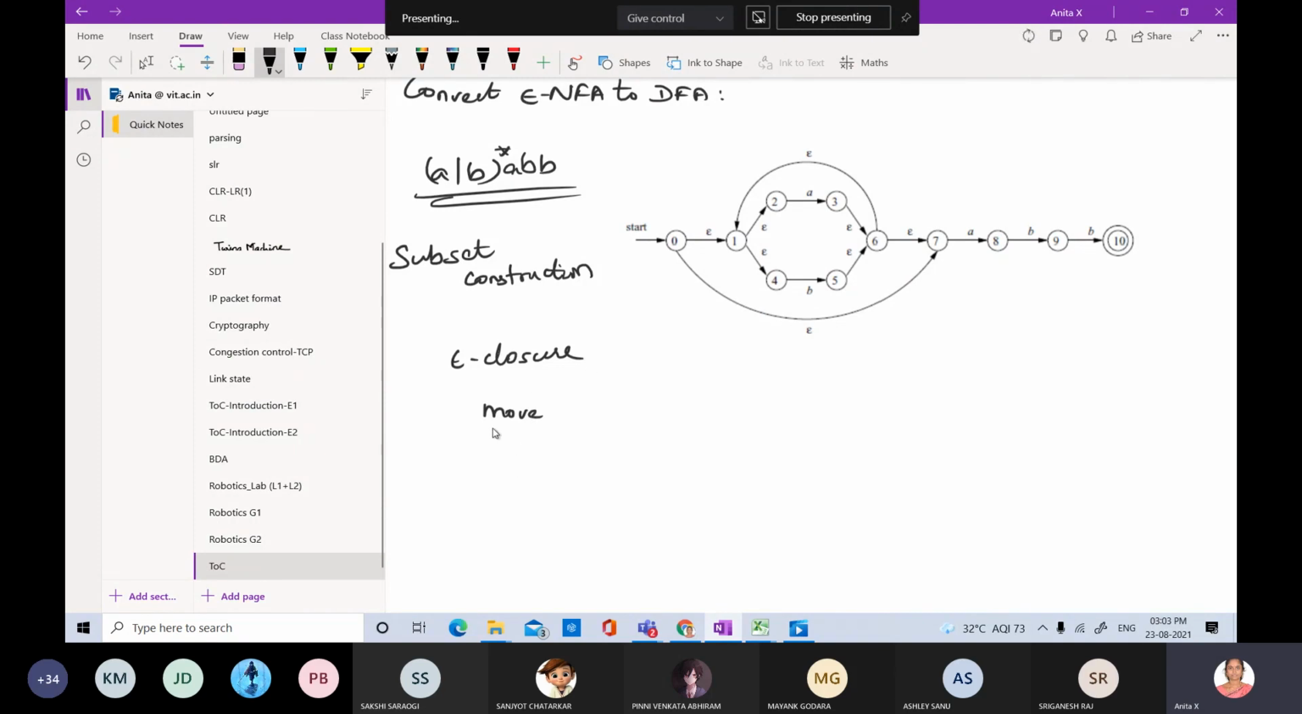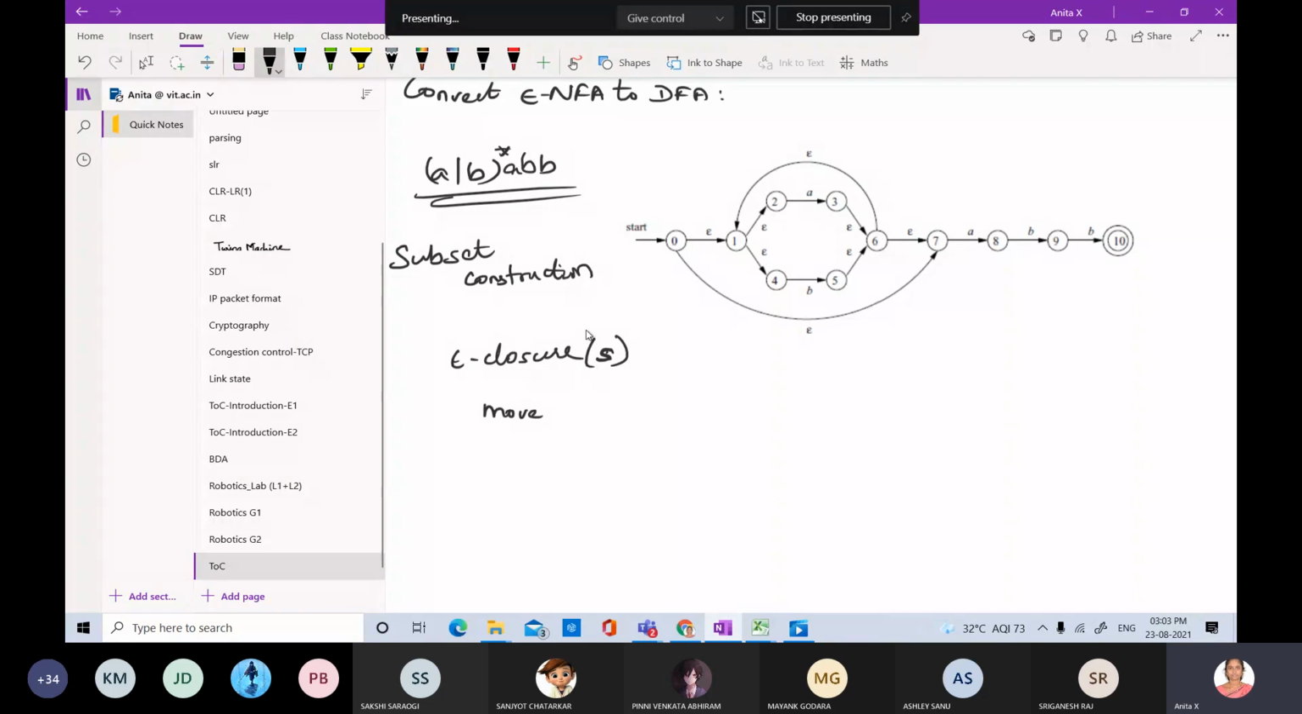First, please make a note of epsilon closure of small s. Epsilon closure of small s is the set of NFA states reachable from NFA state s on epsilon transitions alone. We will see the meaning of this function later. First, note it down.